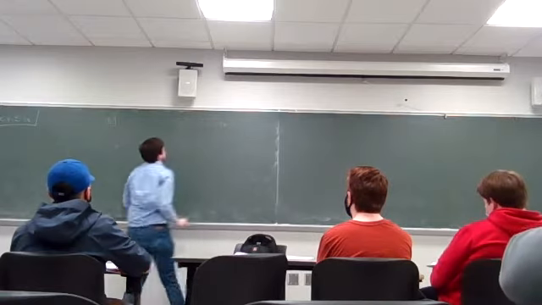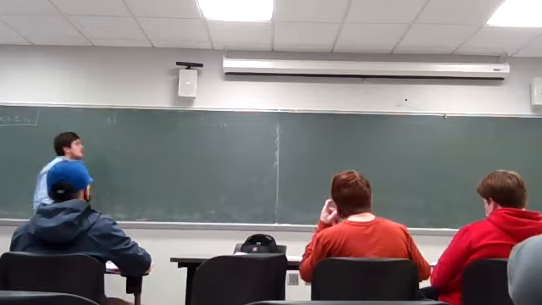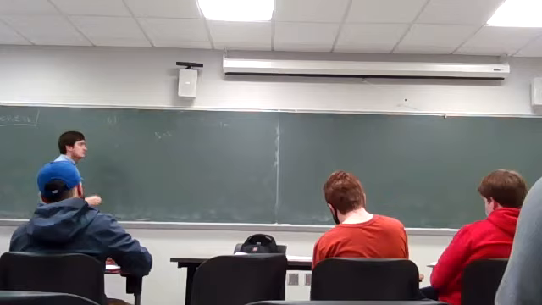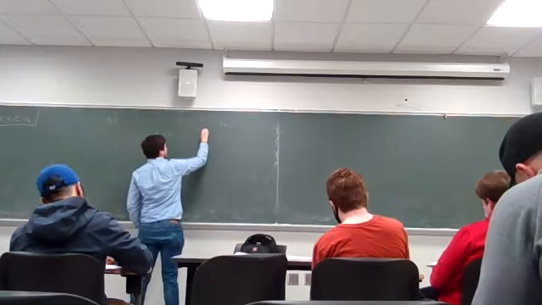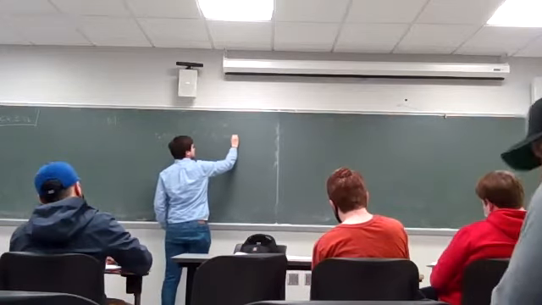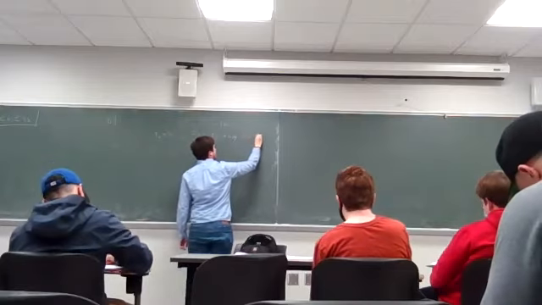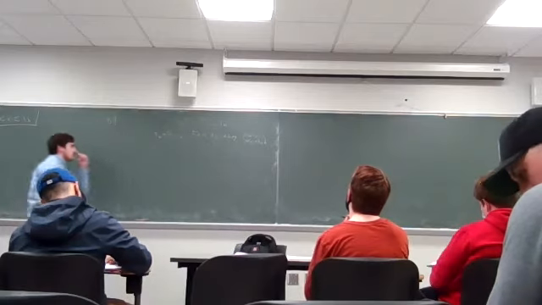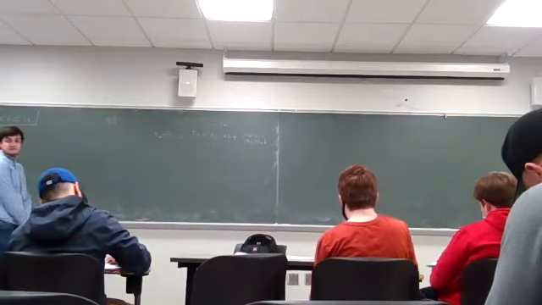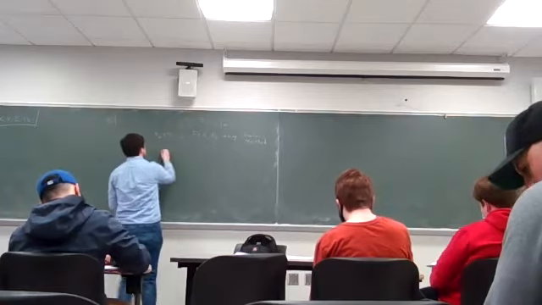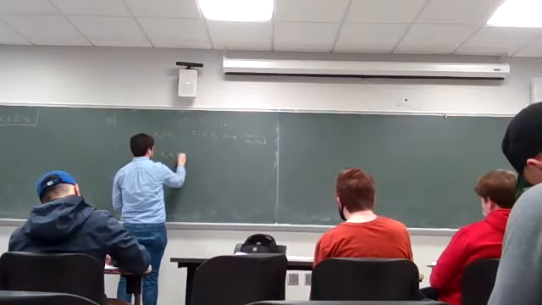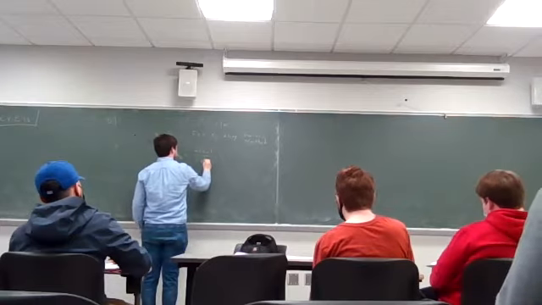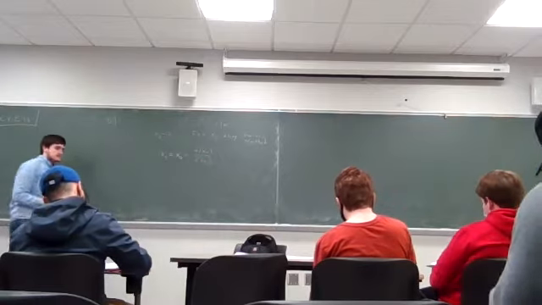Okay, so I have this equation, right? And I'm given that x0 equals 2. So this is the initial approximation, and I want to find x1 using Newton's method, right? We learned that x1 is equal to x0 minus f of x0 over f prime of x0.